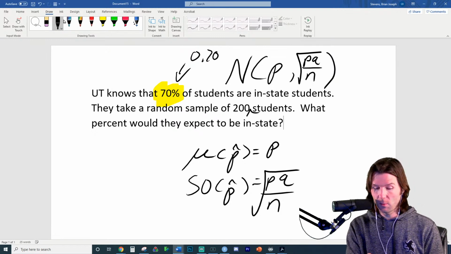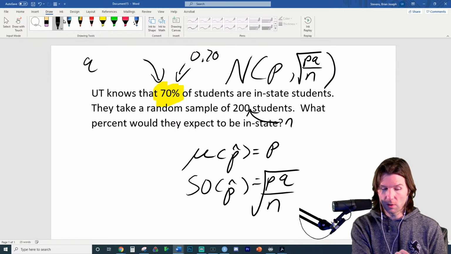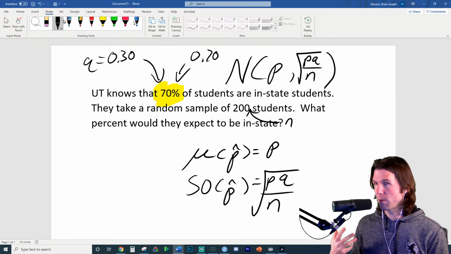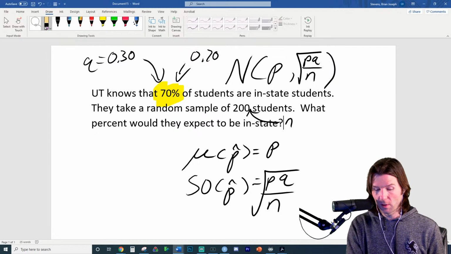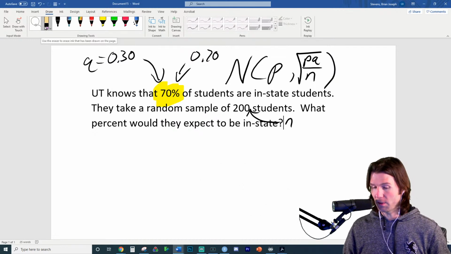Right here is N, which is the sample size. And then we can also get Q. So Q is going to equal 0.30, which is just the complement of P. So we've already figured out N, P, and Q. So we're really good in this regard. We can erase this because that's just the same notation up top. And then we can draw the sampling distribution.